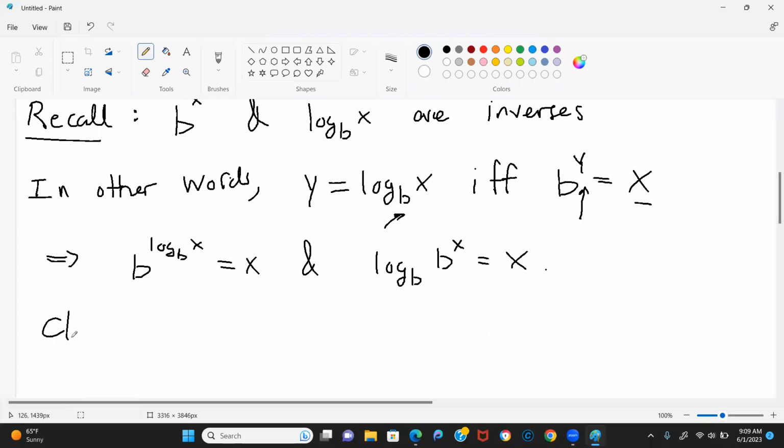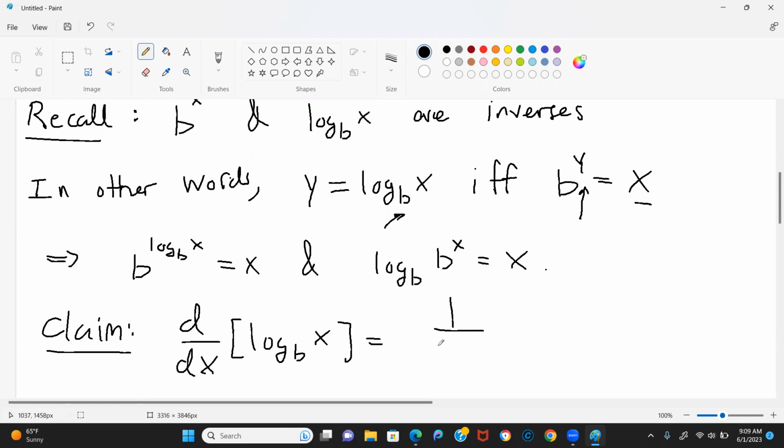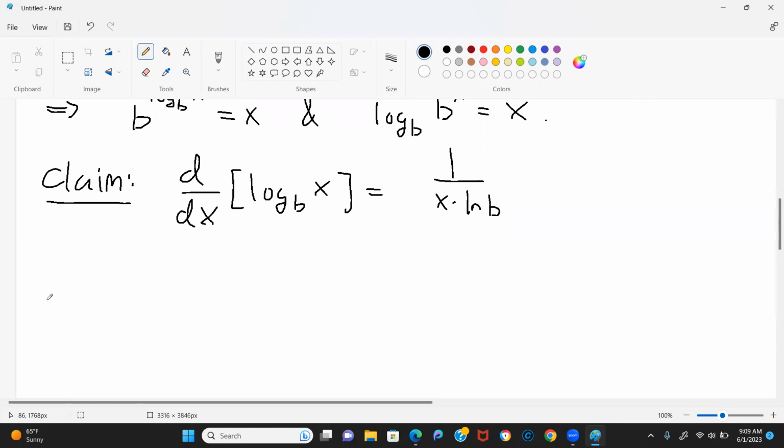All right, so here's the claim. The claim is that when you differentiate the logarithm, you get 1 over x times the natural log of b. All right, so here's the proof, and it's going to use implicit differentiation.